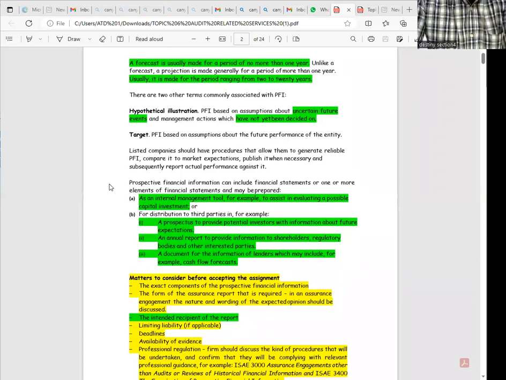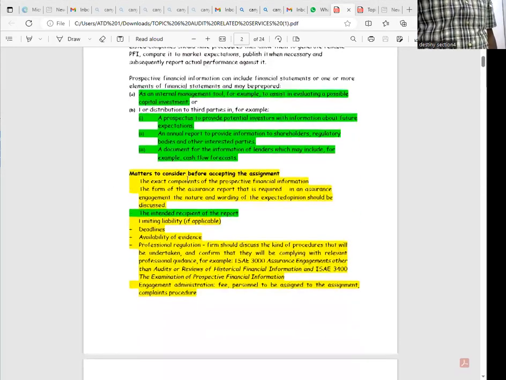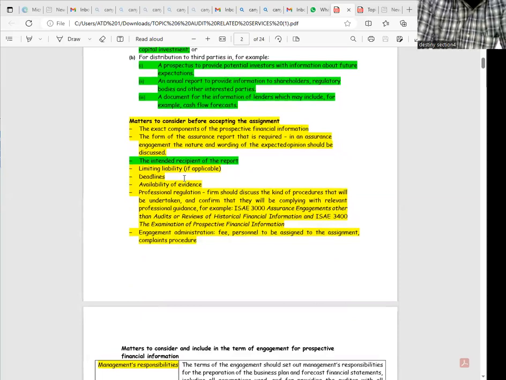third parties in, for example, a prospectus to provide potential investors with information about future expectation, and an annual report. An annual report provides information to shareholders, regulatory bodies, and other interested parties. The next is a document for the information of lenders, which may include, for example, a cash flow forecast. So we have the matters there to consider before accepting the assignment.